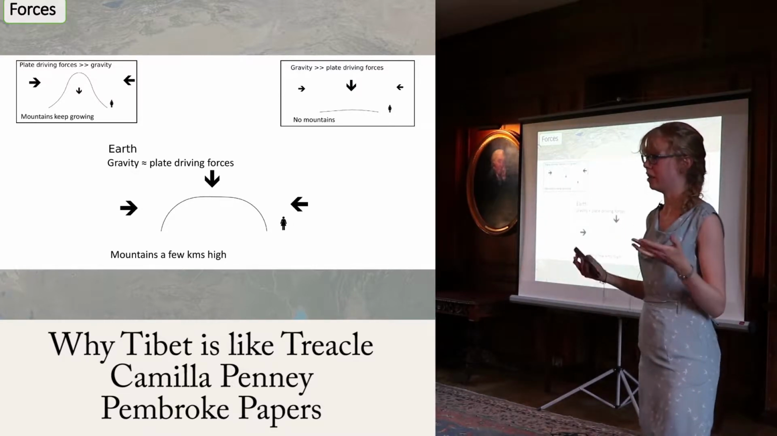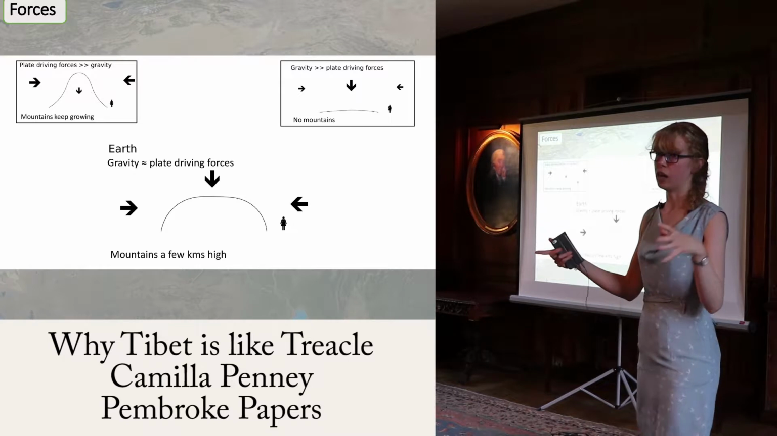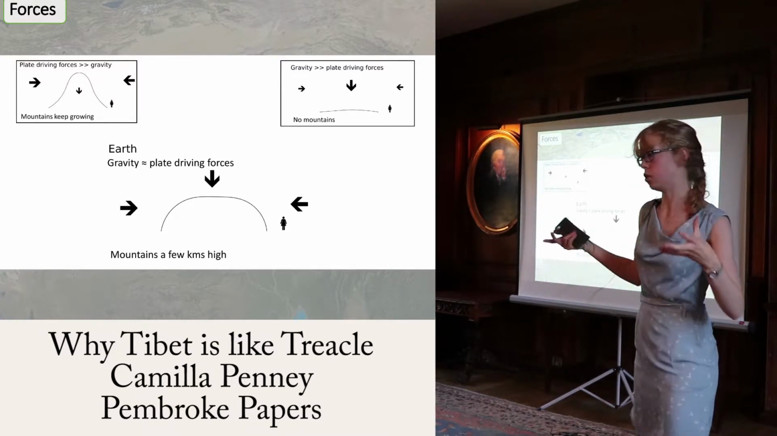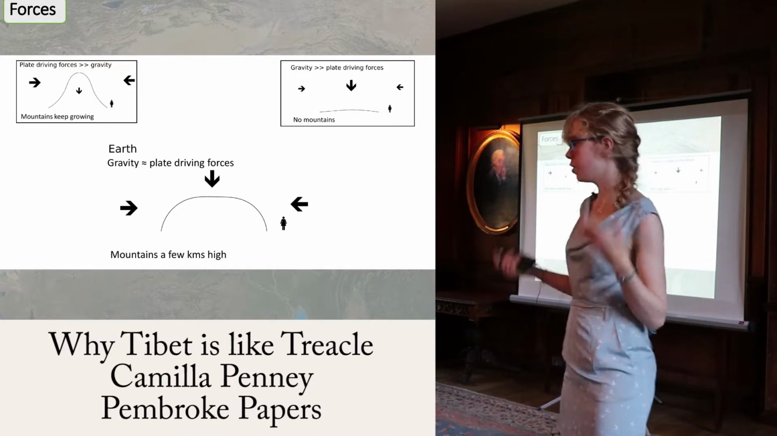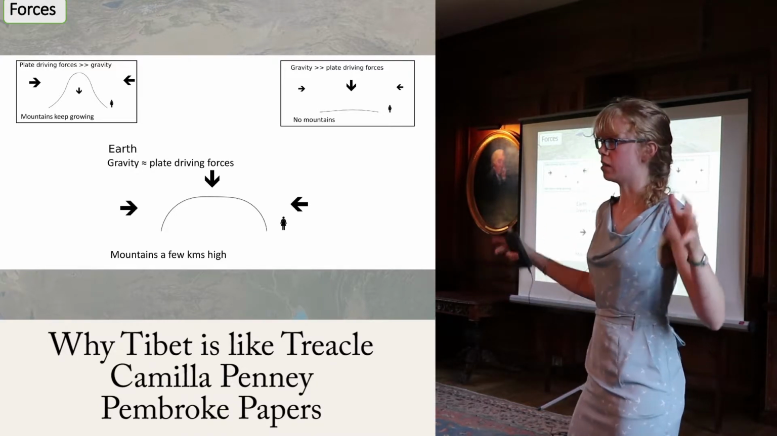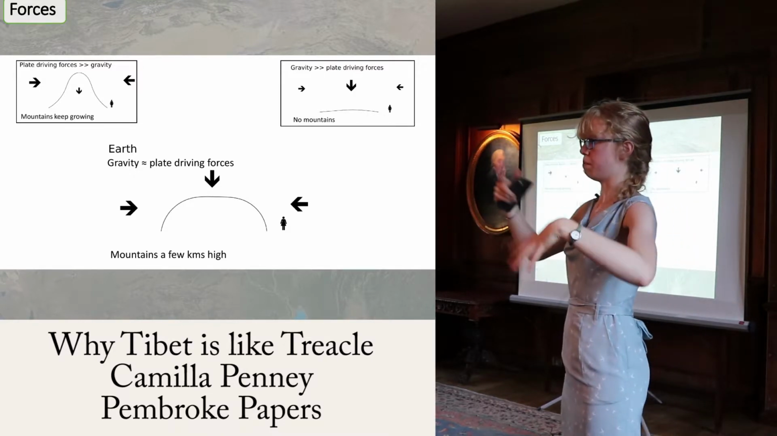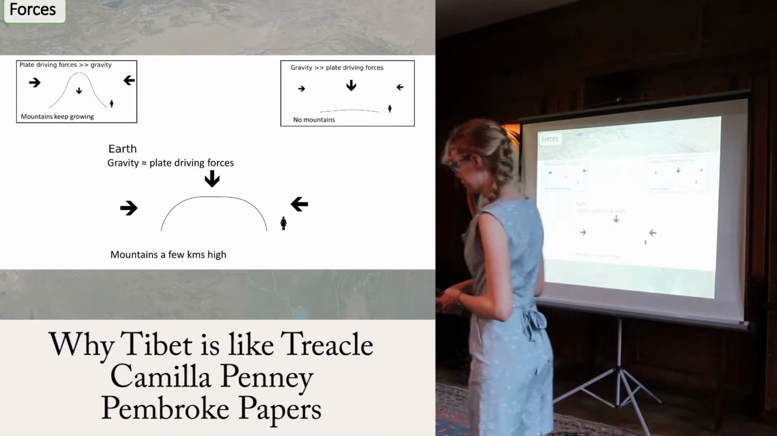So what we have then is that you can compress things up to a certain height, and then they start to collapse again under gravity. They can't get any taller. And so we have mountains that are a few kilometers high, and they start to develop these flat tops at the level where the gravitational forces are balanced by the compressional ones.